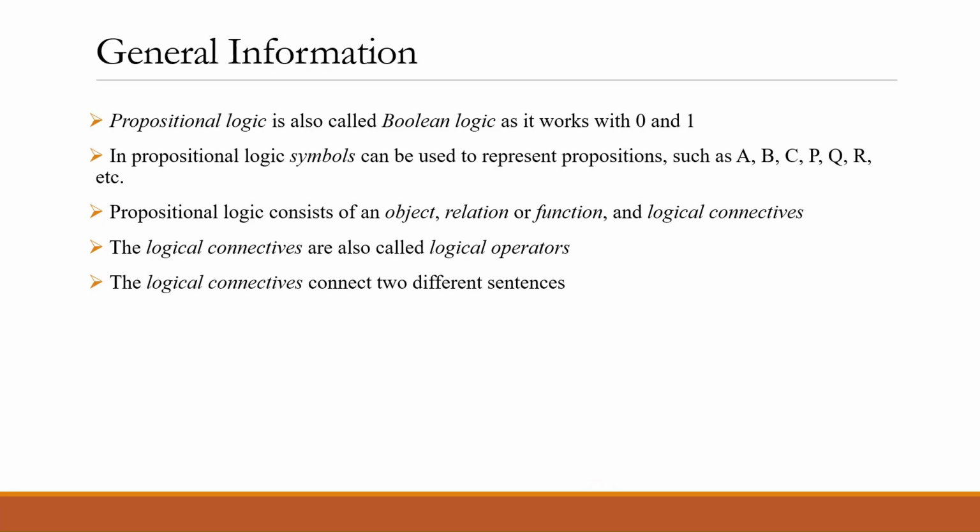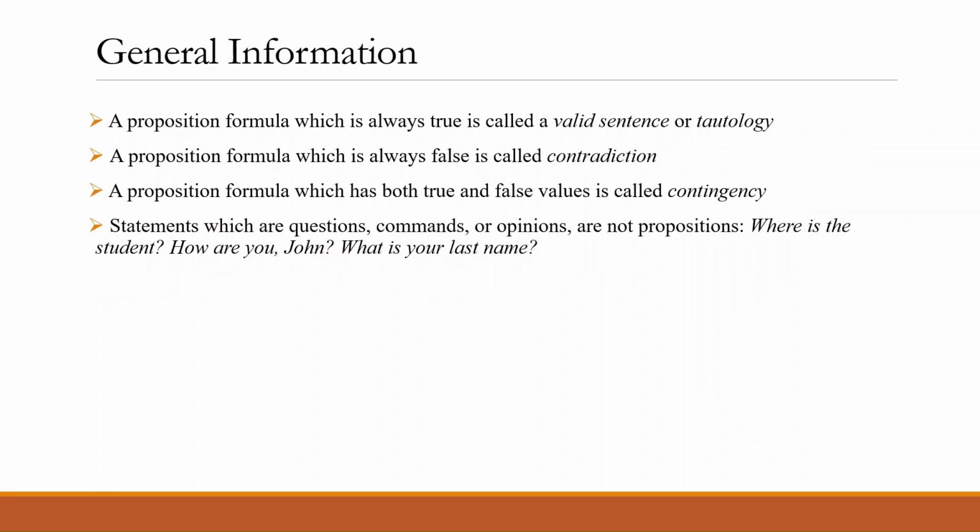Propositional logic is also called Boolean logic as it works with the values 0 and 1. In propositional logic, symbols can be used to represent propositions such as A, B, C, P, Q, R, and so on. Propositional logic consists of an object, relation, or function, and logical connectives. The logical connectives are also known as logical operators. These logical connectives connect two different sentences.